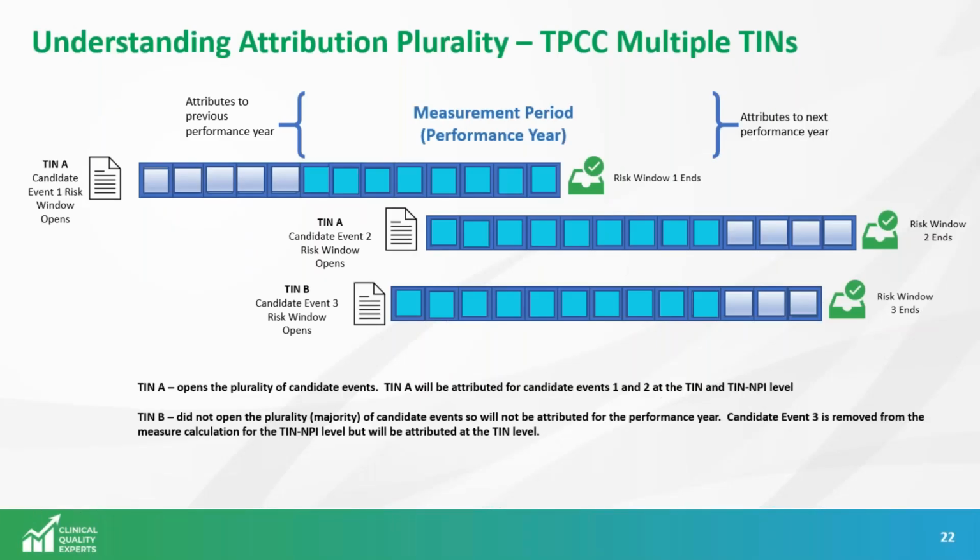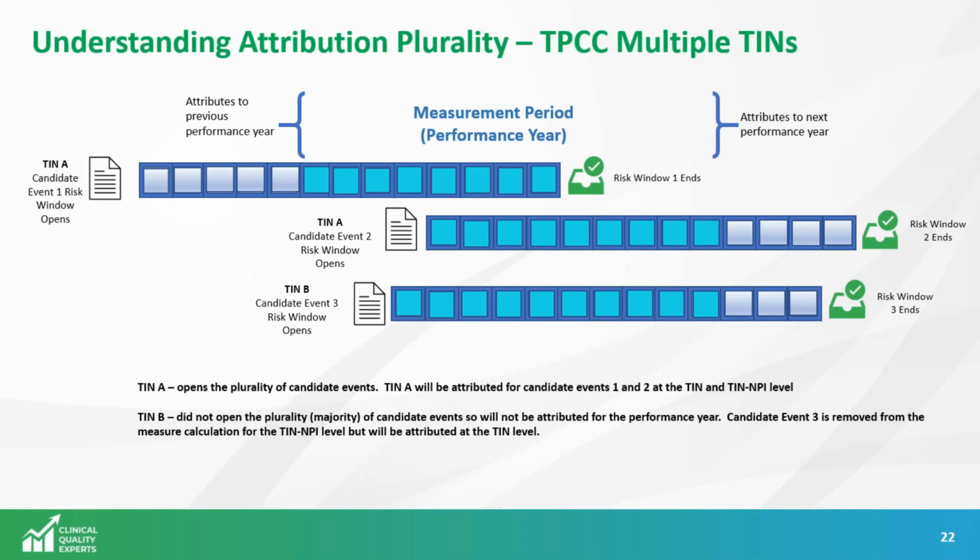But what happens if that is not an even split? So let's say that the patient stayed with their first doctor for their annual exam. Now we have TIN A opening 2 risk windows as we saw previously. However, that patient needs to go see another doctor during the performance year, and TIN B bills for a candidate event and opens a risk window too. So now we're going to see plurality really come into play. TIN A opened the majority of events during the performance year for this patient. Therefore, they're going to receive attribution at both the TIN NPI level and the TIN level. TIN B does not have any plurality here, so they will only receive attribution at the TIN level.